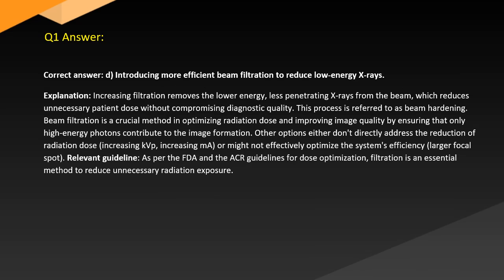Answer. Correct answer, D. Introducing more efficient beam filtration to reduce low-energy X-rays. Explanation. Increasing filtration removes the lower-energy, less penetrating X-rays from the beam, which reduces unnecessary patient dose without compromising diagnostic quality. This process is referred to as beam hardening. Beam filtration is a crucial method in optimizing radiation dose and improving image quality by ensuring that only high-energy photons contribute to the image formation.